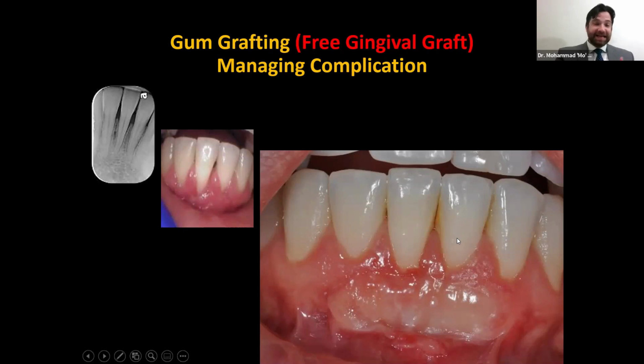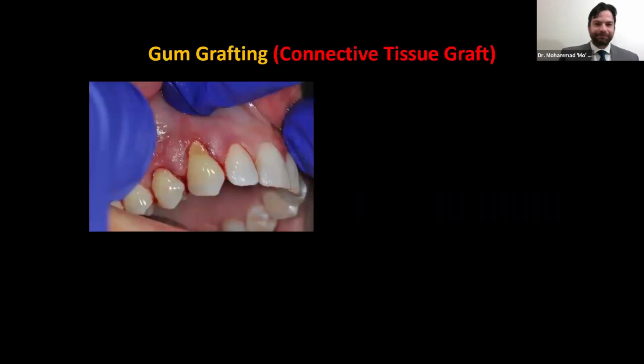So this is amazing, and interestingly, okay, there's plaque and calculus. Understandably, the patient did not do any hygiene. Typically, I asked them just to use chlorhexidine mouthwash during the healing. But there is improvement in the papilla. That's amazing. So this is free gingival graft. Now let's look at the other technique, the connective tissue graft.